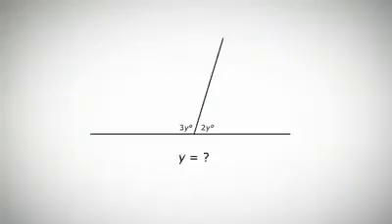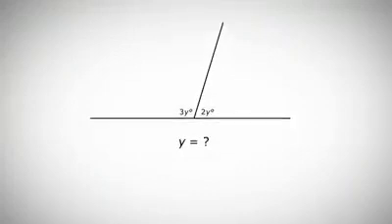Now let's take a look at example 5. In this example, we don't have parallel lines, but we do have two lines and a point of intersection. The two angles are 3y degrees and 2y degrees. The question asks us, what does y equal?